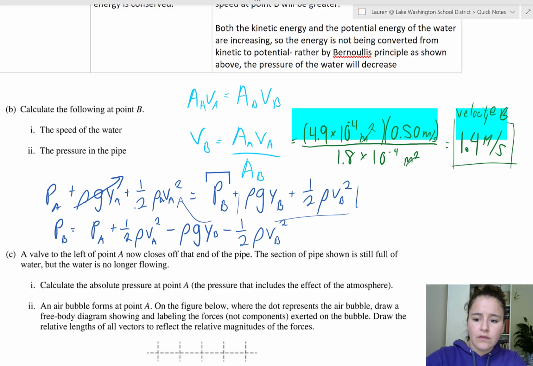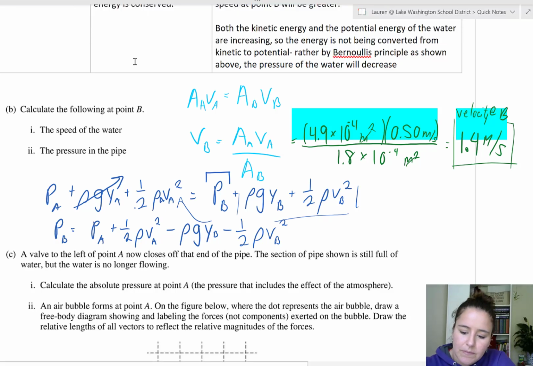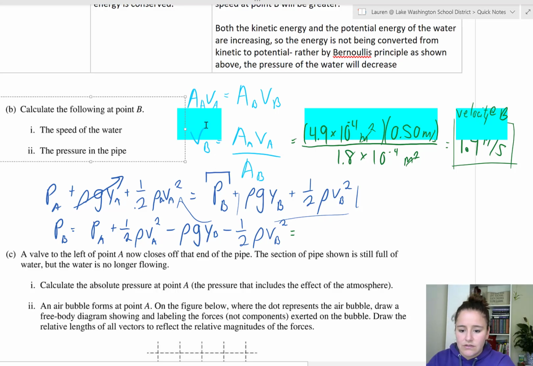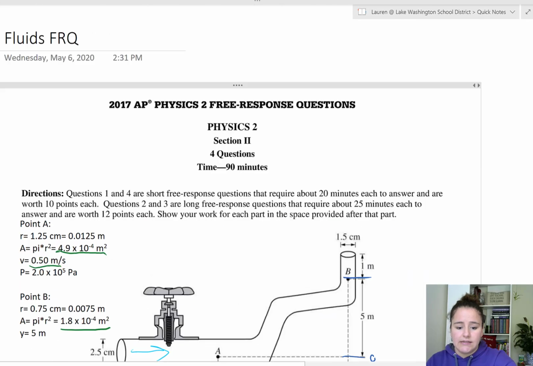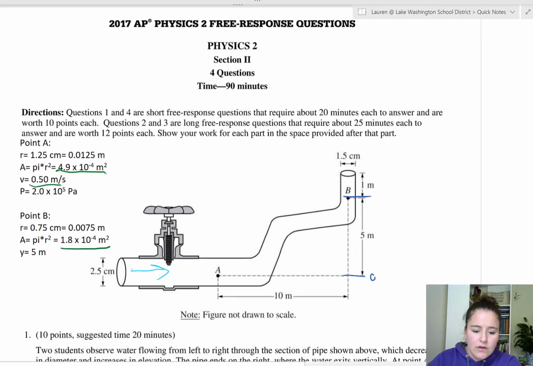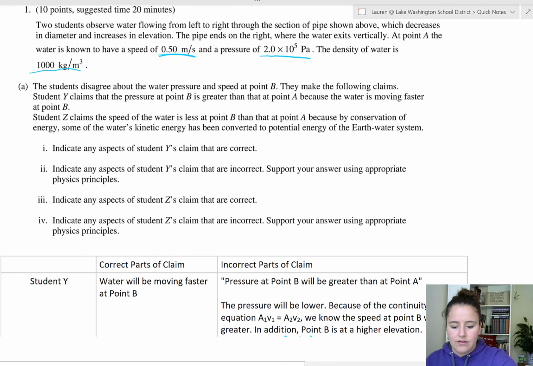So we have, okay, the pressure at B equals the pressure at A. What? I don't even know what it's doing with the highlighter. It is being funky today. Sorry, guys. So we have the pressure at A, 2 times 10 to the 5th.